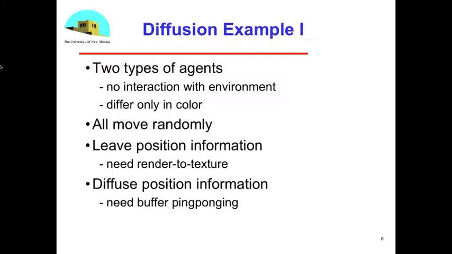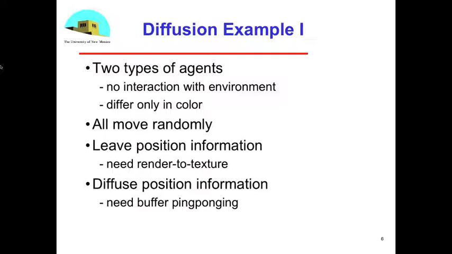Now, if they're going to leave information about where they are so we can build on this model, then that's where render to texture comes in. Because if I was to just say, okay, here's 100 particles with two different colors and all they do is move around randomly, you don't need render to texture to do that. You can simply do another rendering each time in the new positions, update the positions, render again, update it. That's not very interesting. But if they're going to leave information, and in this case they're going to leave just where they've been, then we need something like render to texture or render to some other buffer to leave that information. We're going to do render to texture.